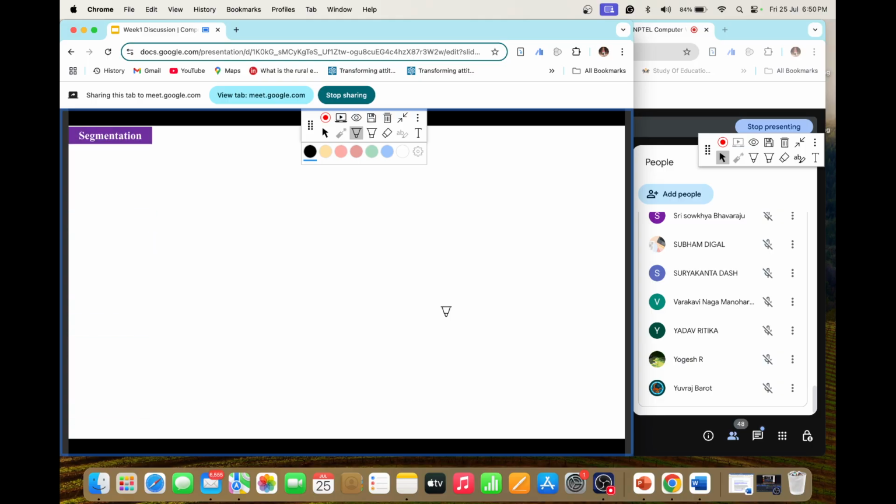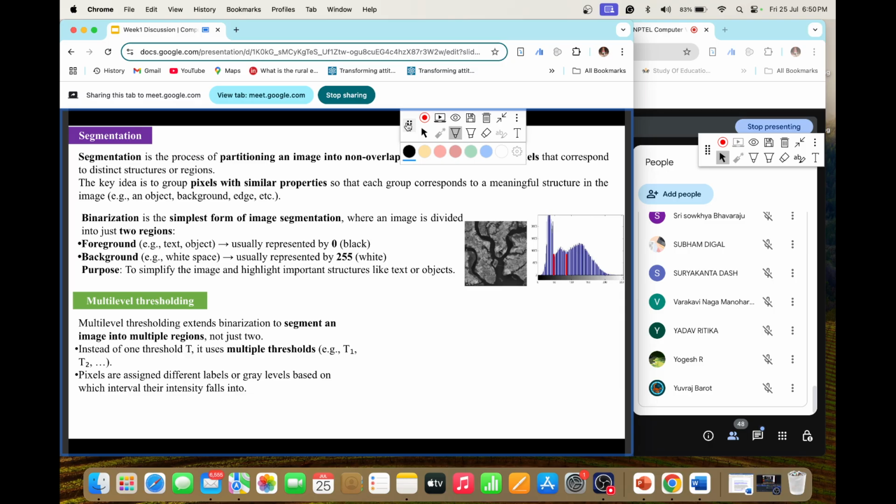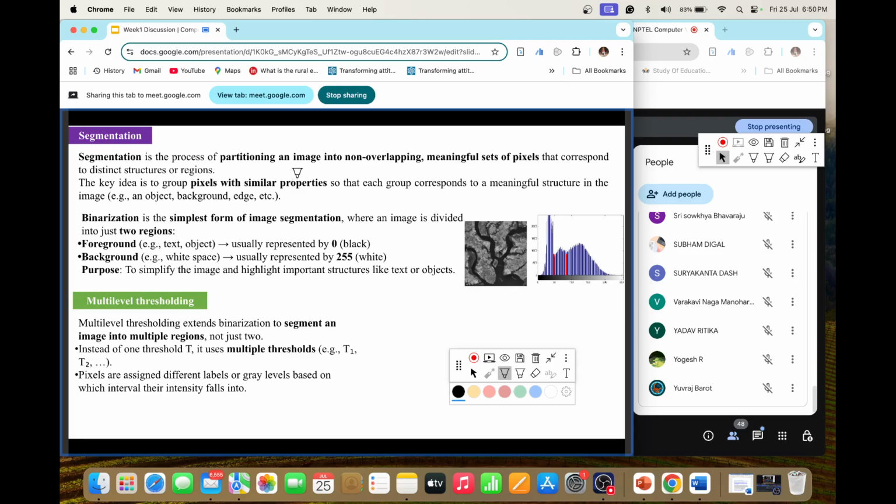Okay. Now, segmentation. Binarization we have done. Now the special case of binarization, or you can say the elder brother of binarization, is segmentation. So what is segmentation? Segmentation is the process of partitioning an image into non-overlapping meaningful sets of pixels that correspond to distinct structures or regions.